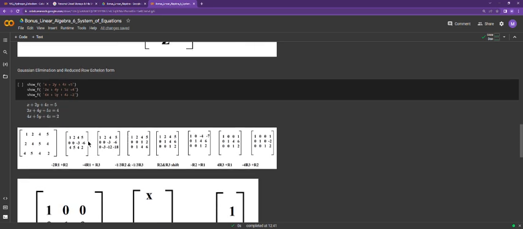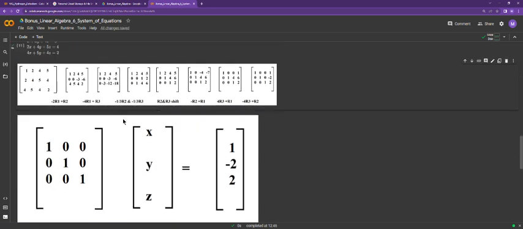I'm not going to spend time going through the manual procedure of performing reduced row echelon form. You can go through this in your own time, but I highly recommend that you go and learn it, so that you know what it means. What I would rather teach you here is how we are going to do this procedure using Python.